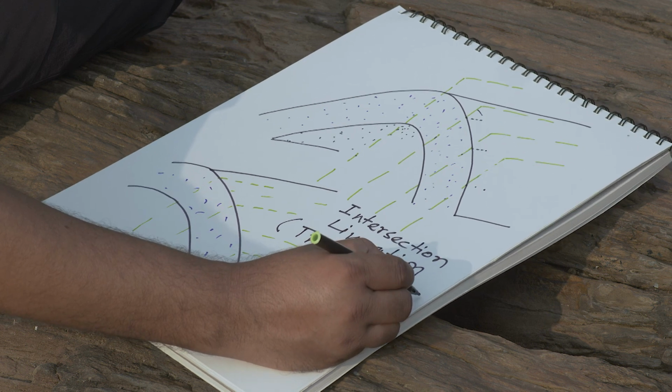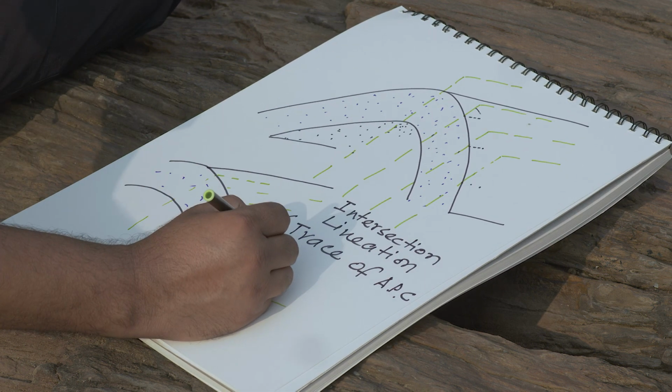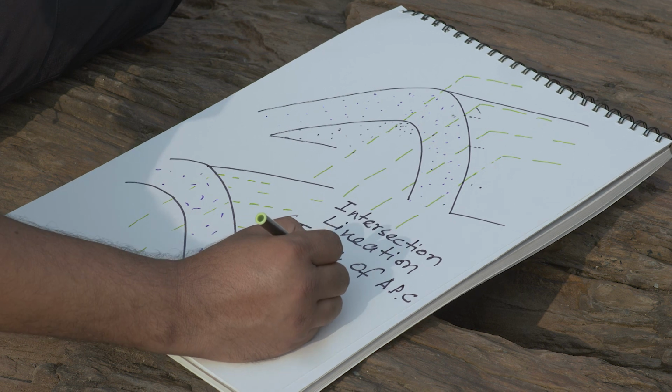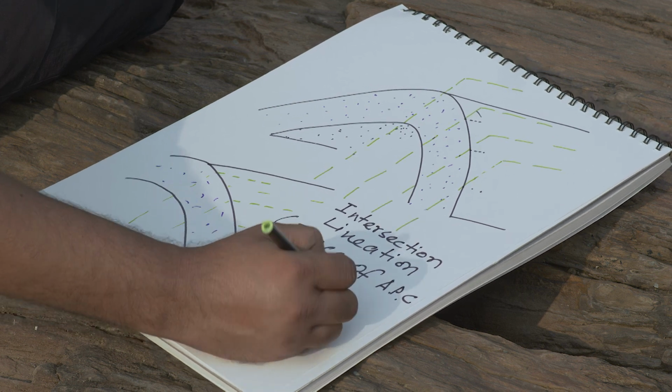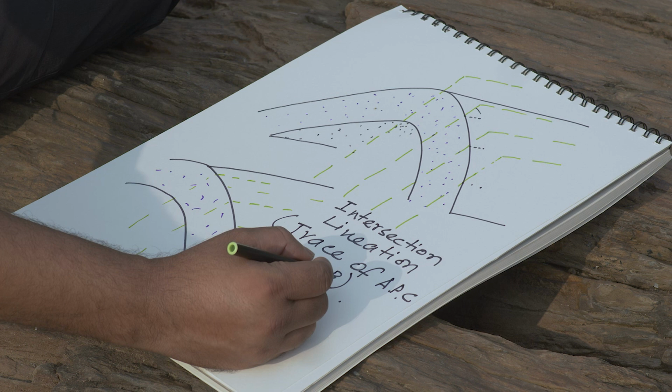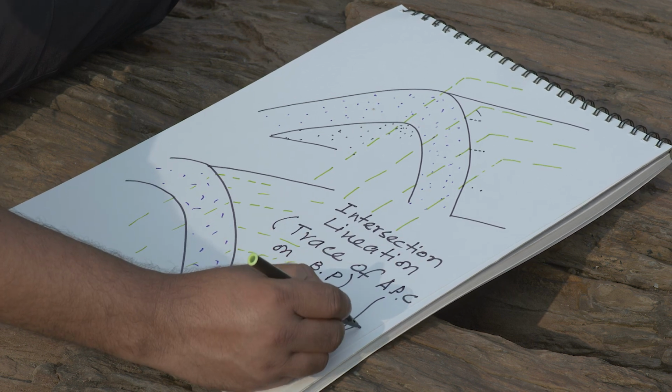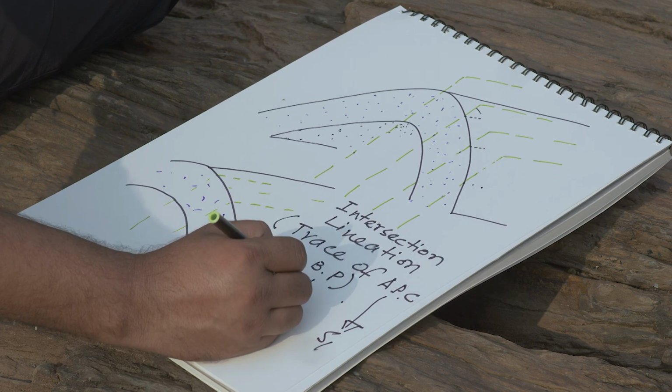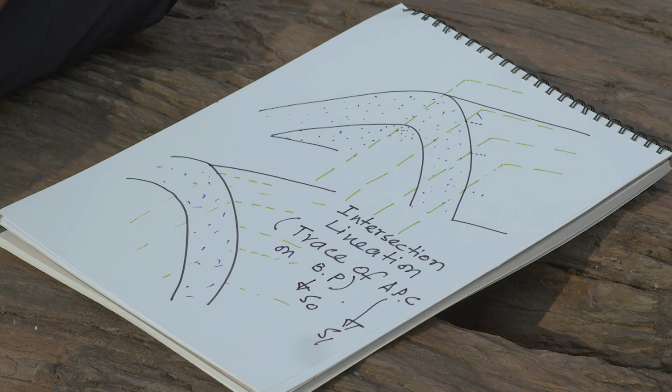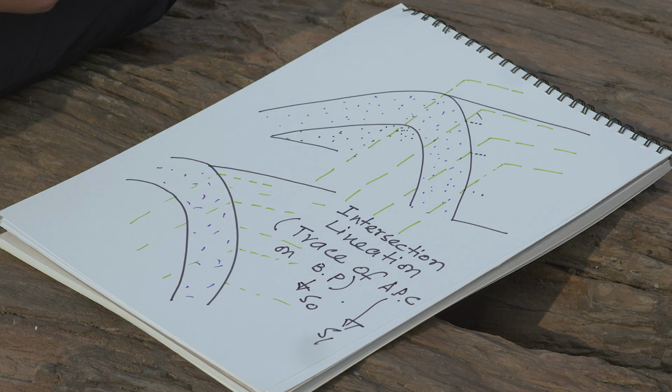axial planar cleavage on bedding plane, or in other words we can say that axial planar cleavage is S1 and bedding plane is S0. So, trace of S1 on S0. Previously we have seen trace of S0 on S1. So, let us see how it occurs in the field.